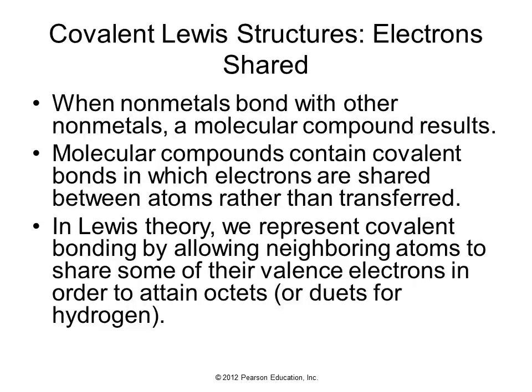Covalent structures are shared electrons. When nonmetals bind together, a molecular compound results. Molecular compounds contain covalent bonds in which the electron is shared between atoms rather than transferred. So in Lewis theory, we represent covalent bonding by allowing neighboring atoms to share some of their valence electrons in order to obtain octets or duets for each atom.